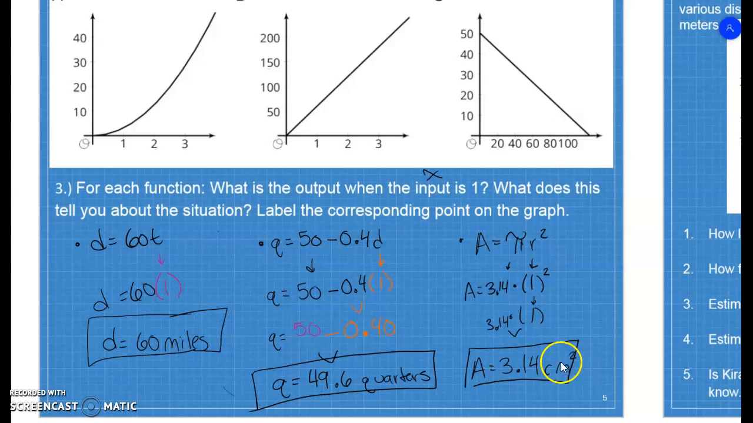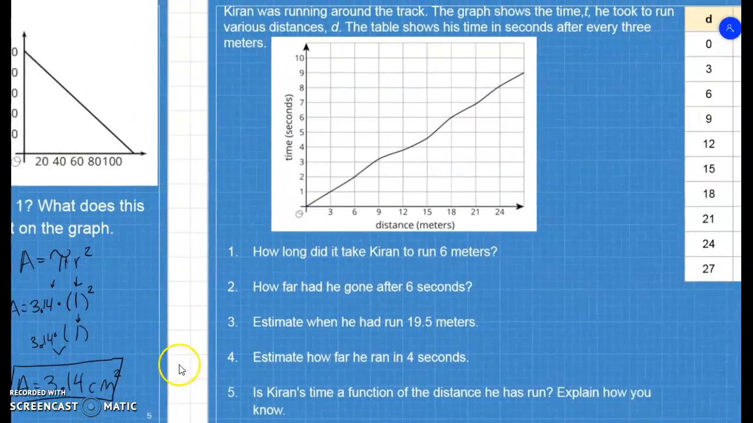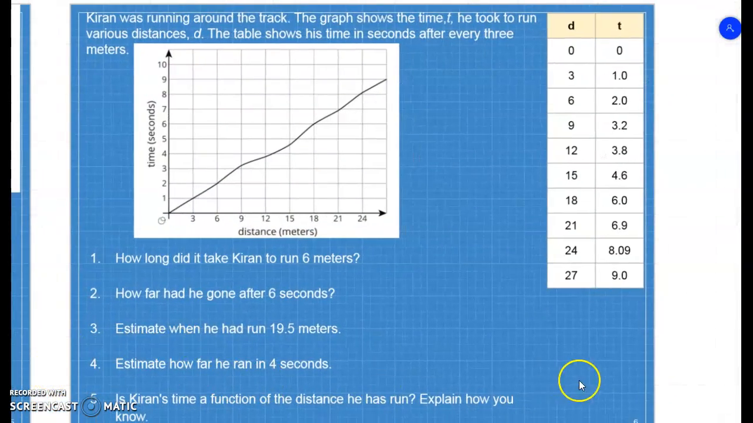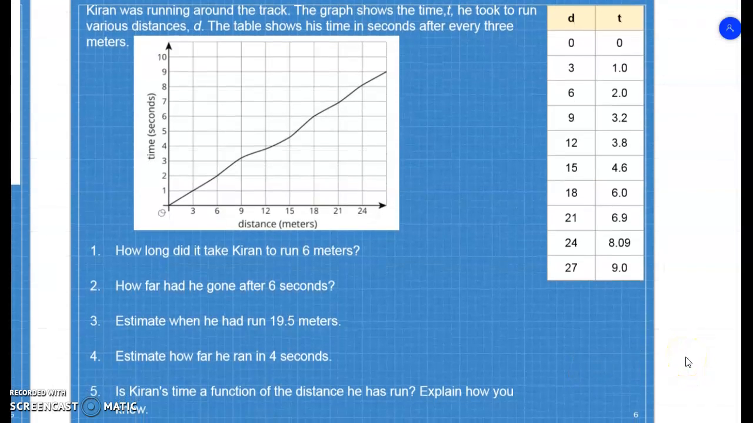Now, I'm going to go over Wednesday's problem, which we didn't get to in class, but I'm definitely going to go over this one and give you some hints to think about for tomorrow. So, Karen was running around the track. The graph shows the time he took to run various distances. So the table shows the time in seconds and distance in meters. So d is the distance, and t is time. So we have our x-axis and our y-axis.